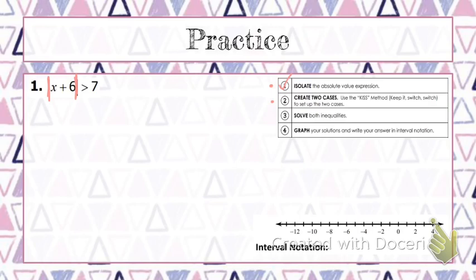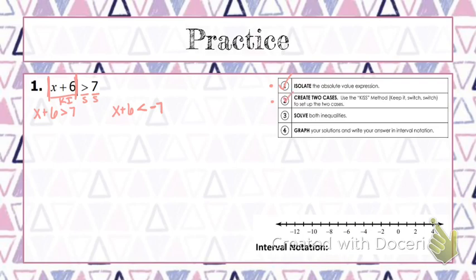So for the first case, everything stays exactly as is, but with no absolute value bars. So we have x plus 6 is greater than 7. Then it says to keep it, switch, switch. That is our KISS method. So you keep the absolute value part, you switch the sign, and you switch the inequality symbol, and you switch the sign of the other side of the inequality. So we keep this, and then we switch, keep it, switch, switch.